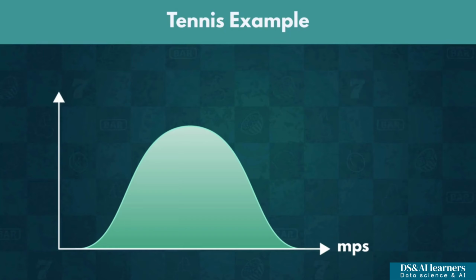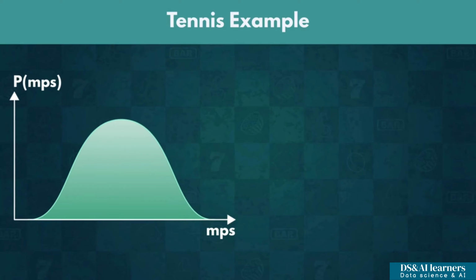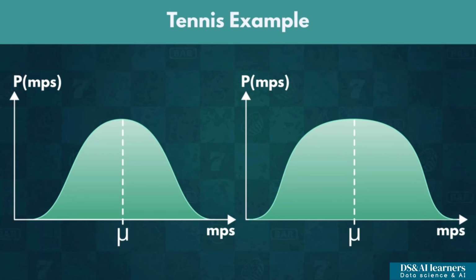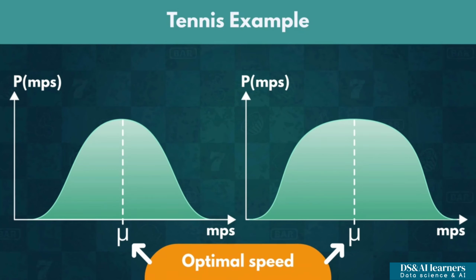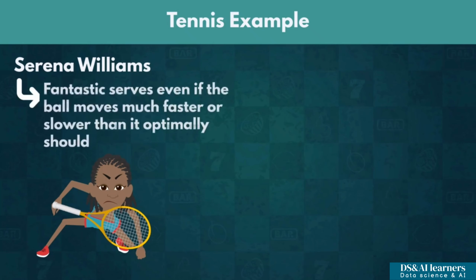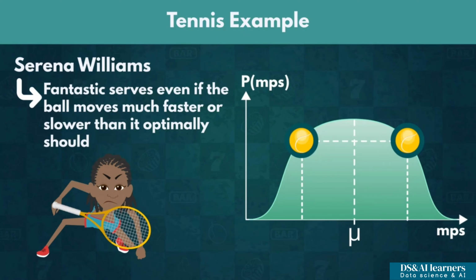Actually, the graph of the logistic distribution is defined by two key features, its mean and its scale parameter. The former dictates the center of the graph, whilst the latter shows how spread out the graph is going to be. Going back to the tennis example, the mean would represent the optimal speed, whilst the scale would dictate how lenient we can be with the hit. To elaborate, some tennis players can hit a great serve further away from the optimal speed than others. For instance, Serena Williams can hit fantastic serves, even if the ball moves faster or slower than it optimally should. Therefore, she is going to have a more spread out PDF than some of her opponents.